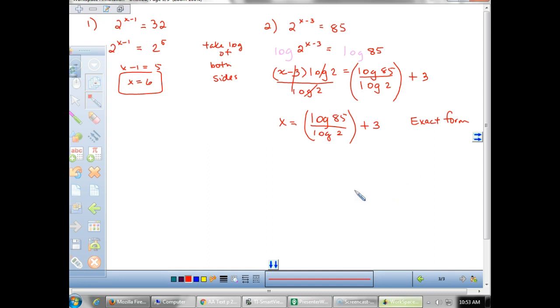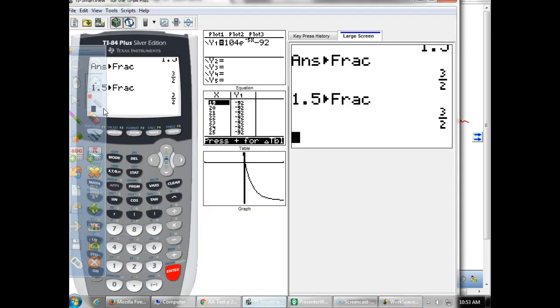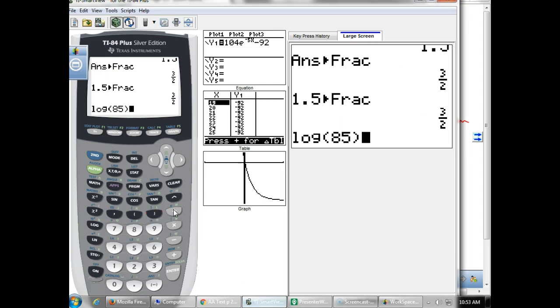And we'll do approximate in the calculator. This is something you either have to leave in exact form or you'd have to do in the calculator. So go to your calculator. So it's going to be log of 85. Be sure to close your parentheses, divided by log of 2, right?